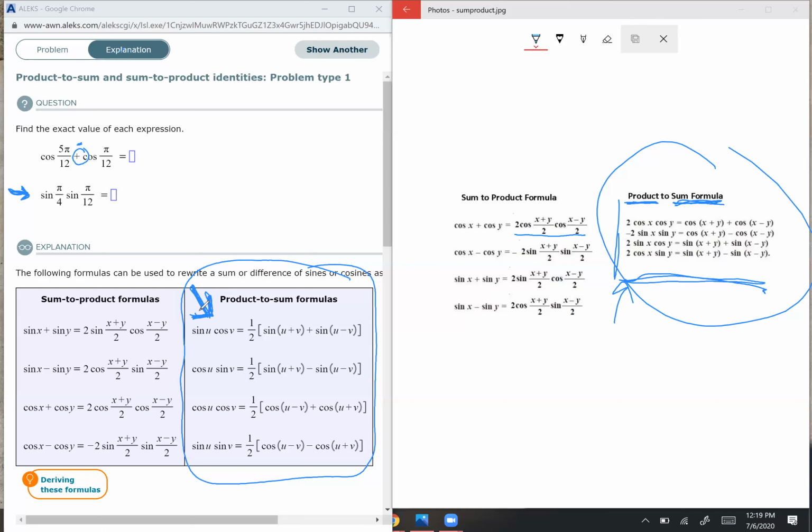And you guys would have that if you clicked on explanation. You can see how ALEKS likes to write these identities. But you guys, if I'm looking at the ones ALEKS has for us, I've got sine x, sine y, or in this case, ALEKS is using u and v, but it's sine sine. It's a product of 2 sines, so it's this last one here. So sine x, sine y, so my x is pi over 4, my y is pi over 12.